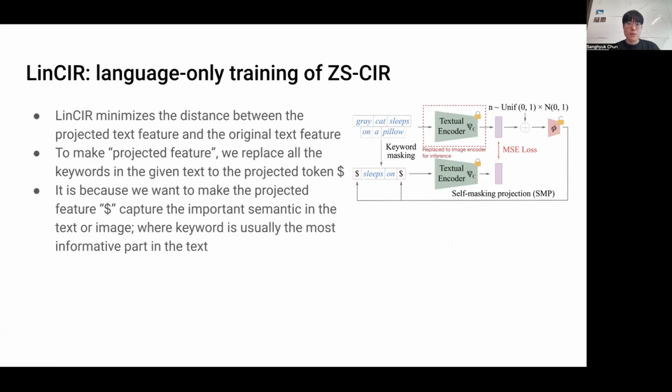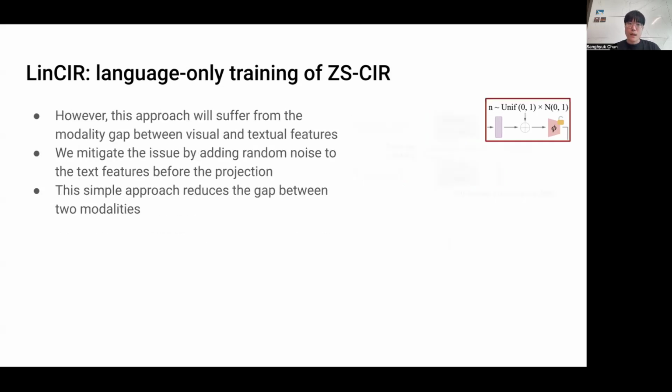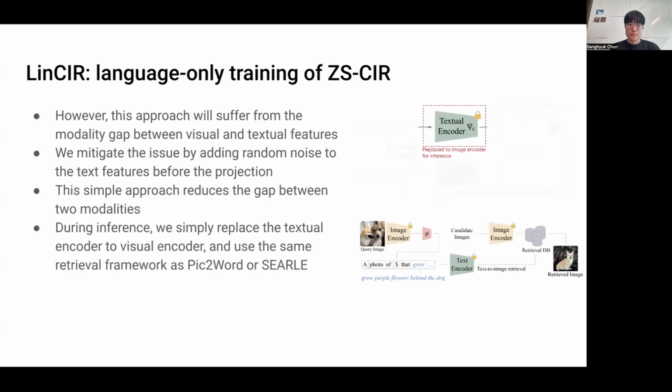It is because we want to make the projected feature capture the important semantics in the text or image. And the keyword is usually the most informative part in the text. However, this approach will still suffer from the modality gap between visual and textual features. So we mitigate the issue by adding random noise to the text features before the projection. This simple approach reduces the gap between the two modalities and shows very good generalizability.